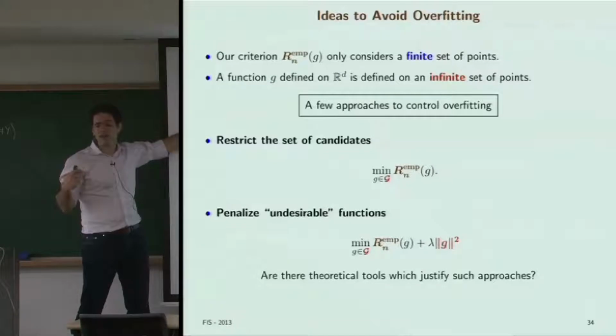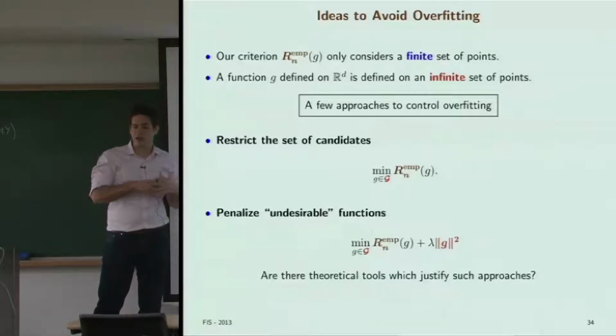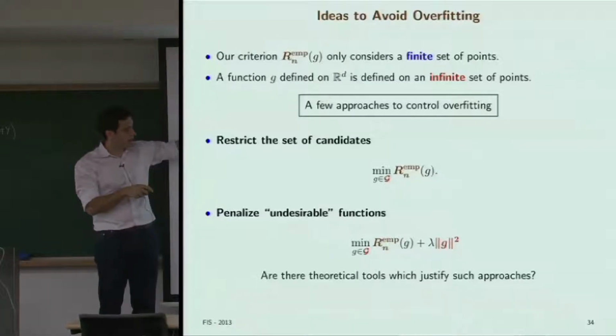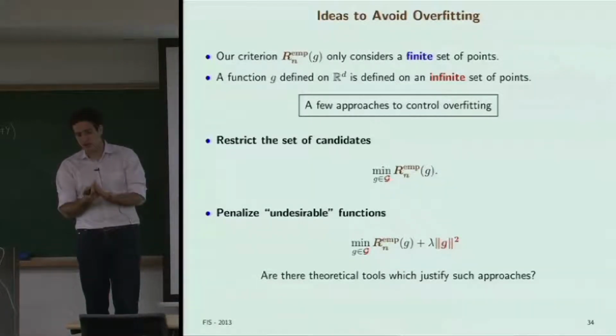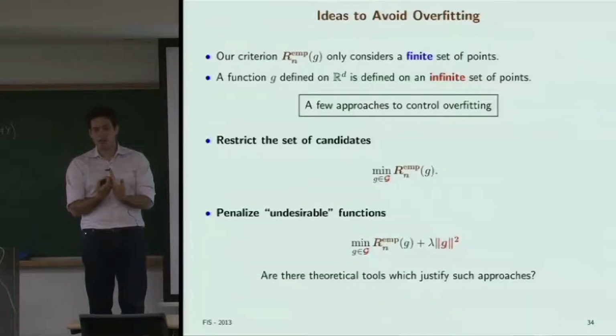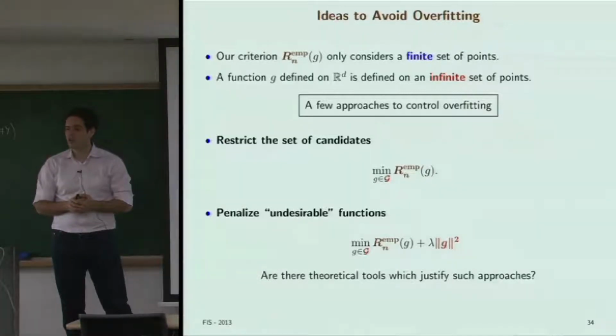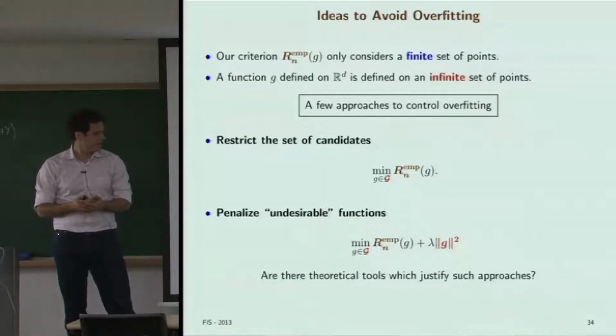On the other hand, if you allow yourself to find the function g in a set of functions, then you have to provide values for an infinite set of points. And you have too many degrees of freedom to choose the function. So the fact that the database is finite and the function g can be potentially defined by an infinite number of values makes things go wrong. So you need to add some kind of regularity.